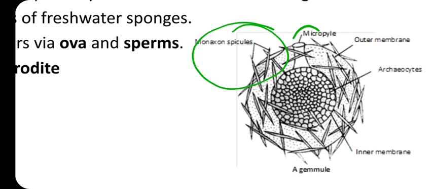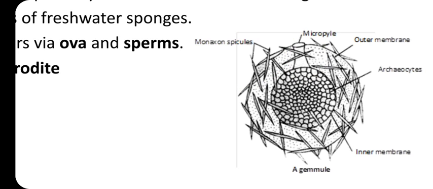Then there is a small opening called the micropyle. Now when a gemmule is formed, this micropyle will be clogged, it will be closed, so that these archaeocytes live happily, in the sense they will be having very low metabolic rates and all, and they will tide over the unfavorable condition.